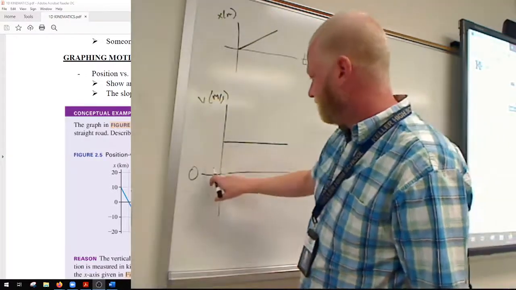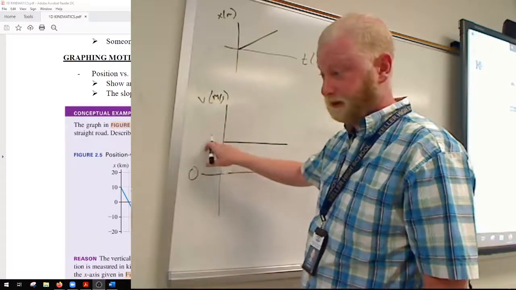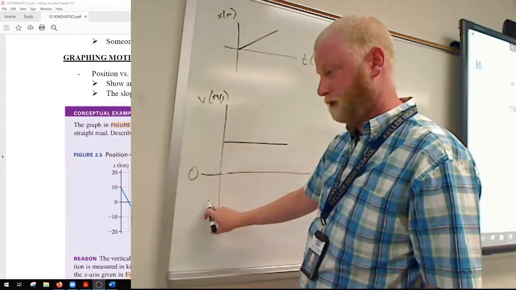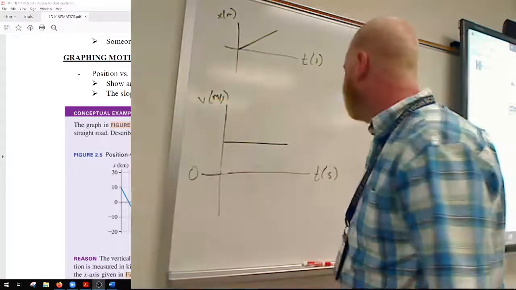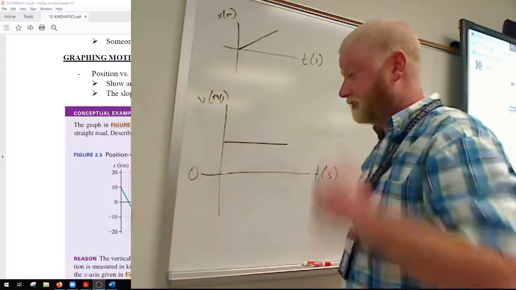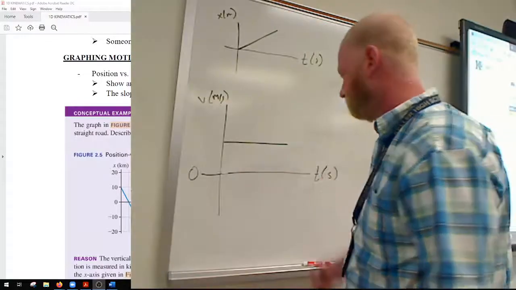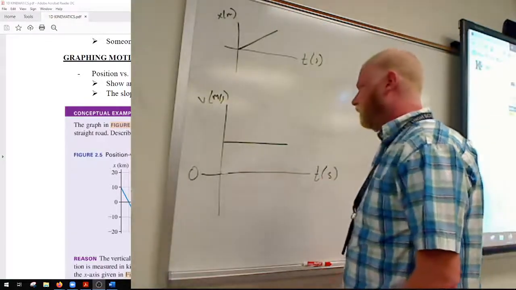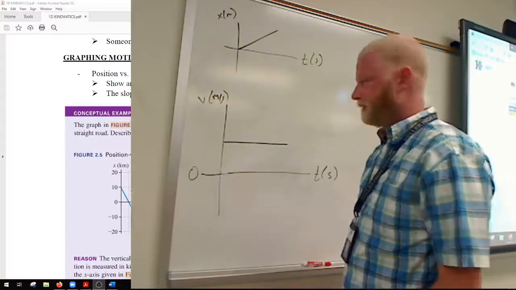Again, on your velocity time graph, if your velocity is above 0, it's positive. If it's below 0, it's negative. If it's at 0, it's stationary. And by positive or negative velocity, we're just talking about the direction of the velocity. Which way is it heading? Towards the negative or towards the positive? So we've looked at what the axes mean here. Let's look at what the slope means.